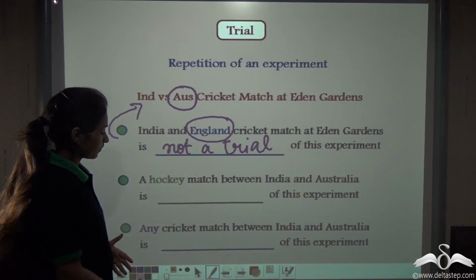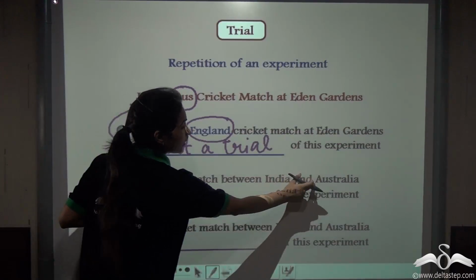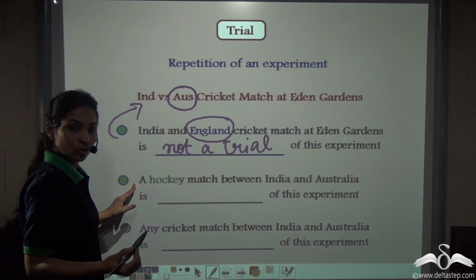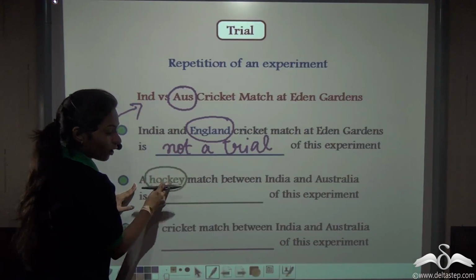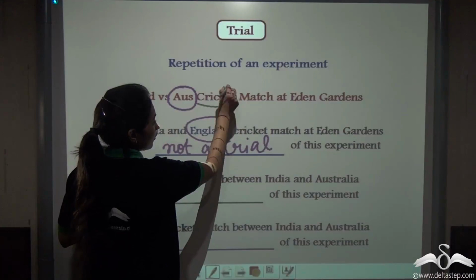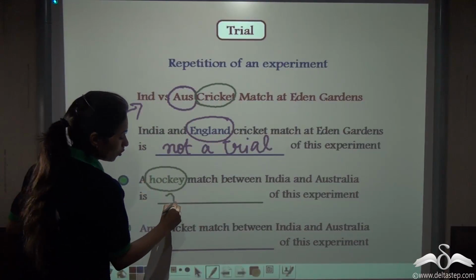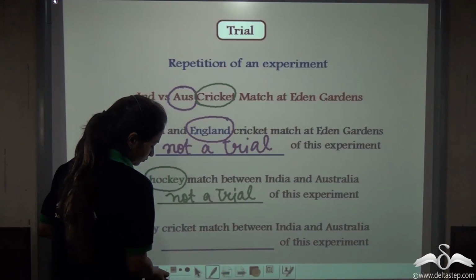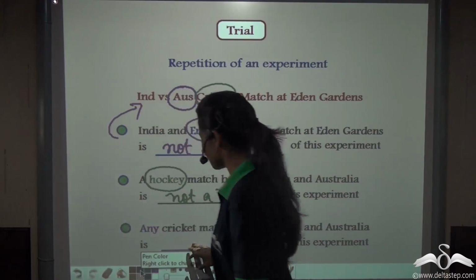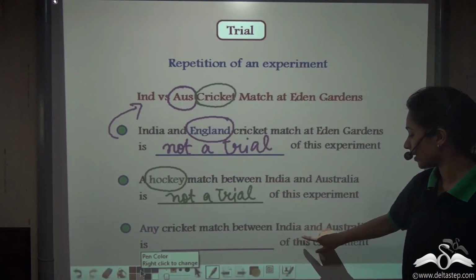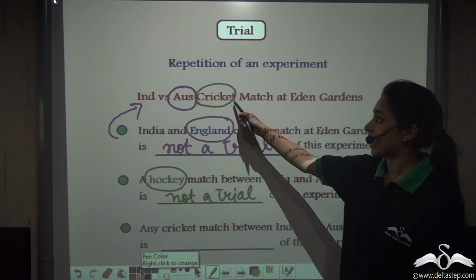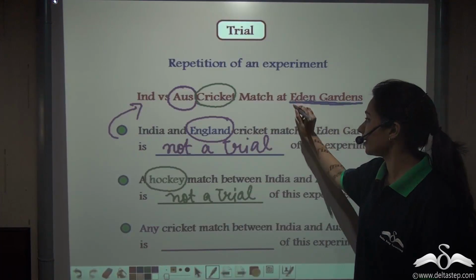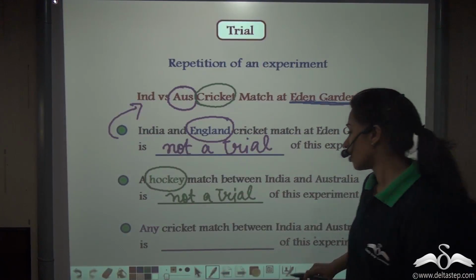Now what about this? A hockey match between India and Australia. Well, is it exactly the same? No, because here it is a hockey match, but in our experiment we have a cricket match. So this is also not a trial. Now, let's see this. Any cricket match between India and Australia. Now, is this any cricket match between India and Australia? No, it is the match at Eden Gardens only. So this is also not a trial.